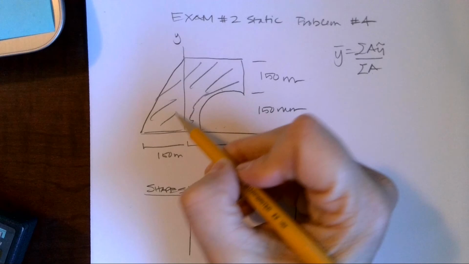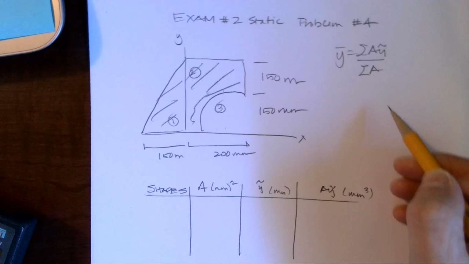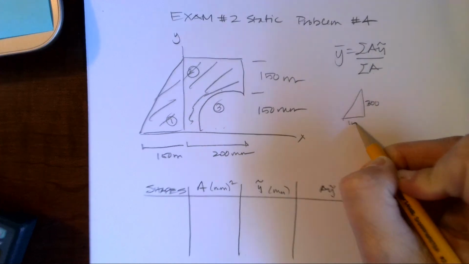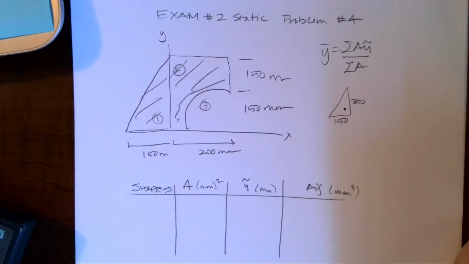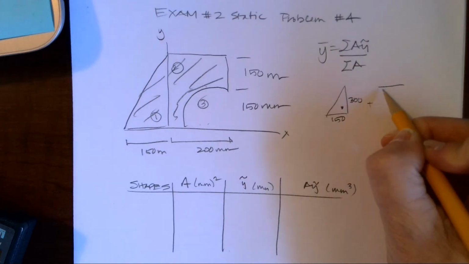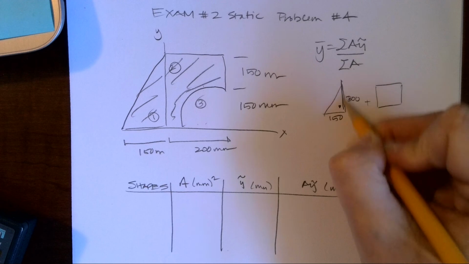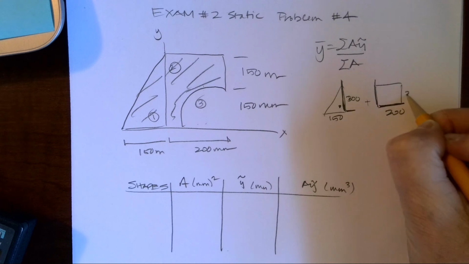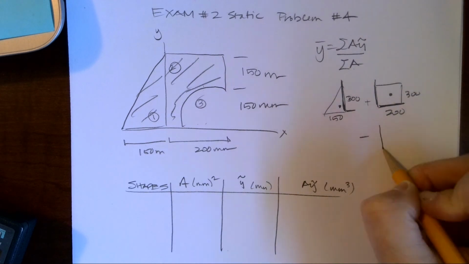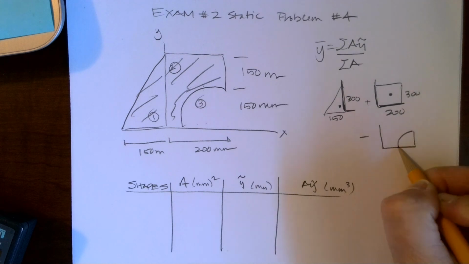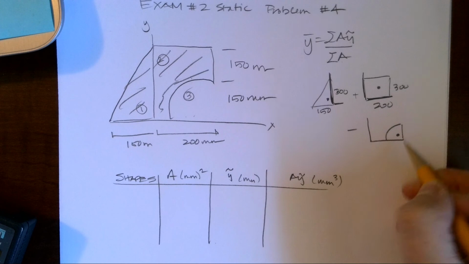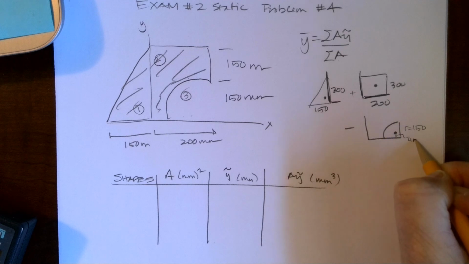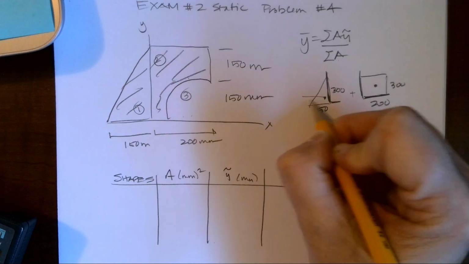1, 2, 3. So when I look at shape 1, it kind of looks like this. It has a height of 300, a base of 150, and centroid 1/3 up. Let's figure out where our positives are. Positive, positive. So I have a base of 200, a height of 300, centroid right in the middle. And then we're going to subtract out this quarter circle, and its radius is 150, and this distance is 4r over 3 pi. This distance is 300 over 3.